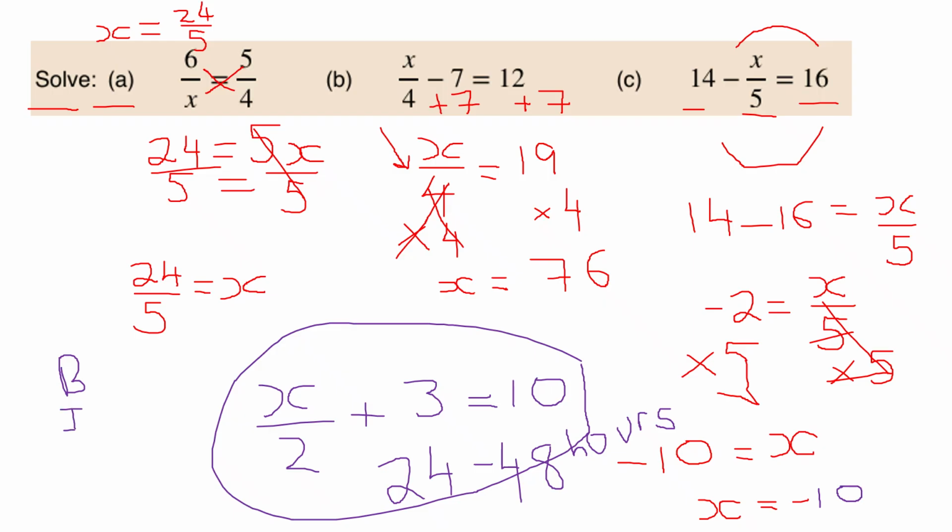So we have brackets, indices, division and multiplication, which are at the same level of importance, as are addition and subtraction. I hope that makes sense.